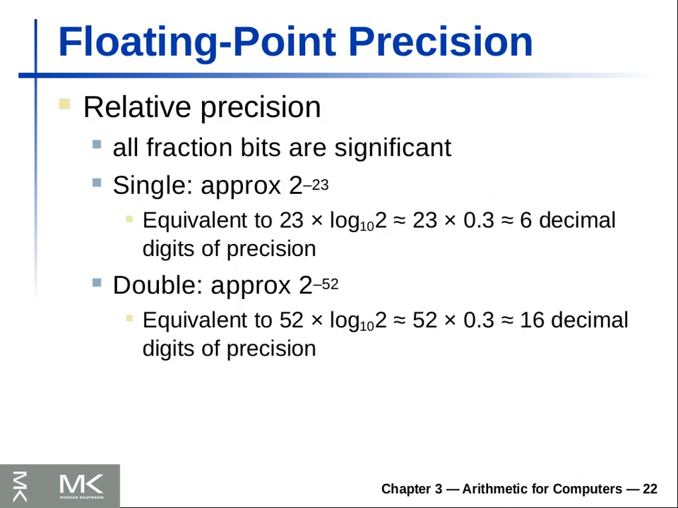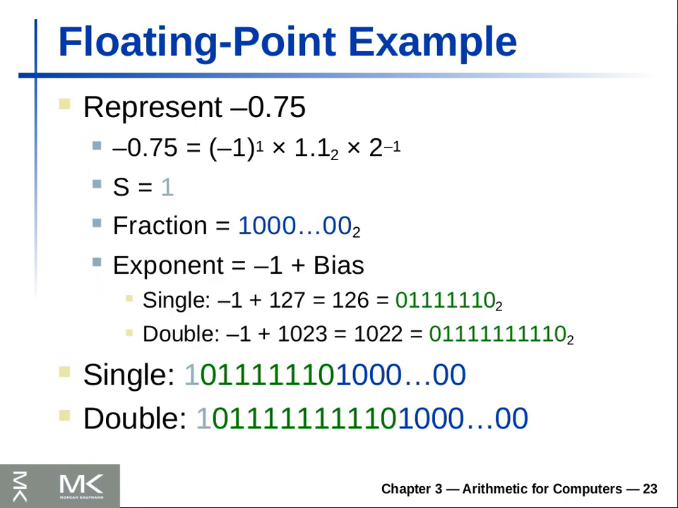The next one is talking about precision. And this is the actual numbers that it can show. Now this doesn't make too much sense, I don't think, until you see an example. So hopefully we're going to go to example, please. So how do we represent negative 0.75 in floating point? Okay.